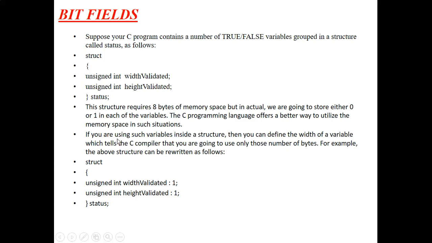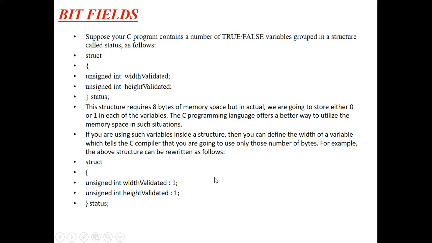Next, understand the next point. If we are using such variables inside a structure, and I am going to assign 0 or 1 to those integers, then you can define the width of a variable, which tells the compiler you are going to use only that number of bits. For example, the above structure can be rewritten as follows.